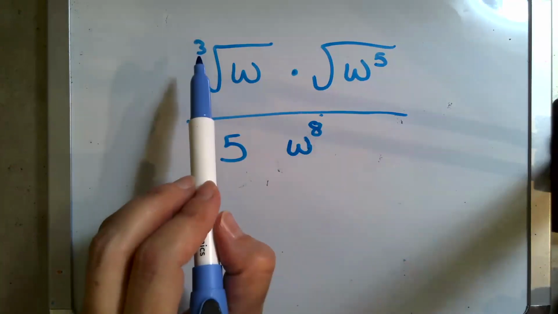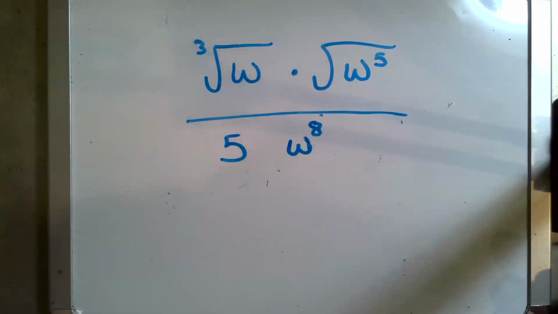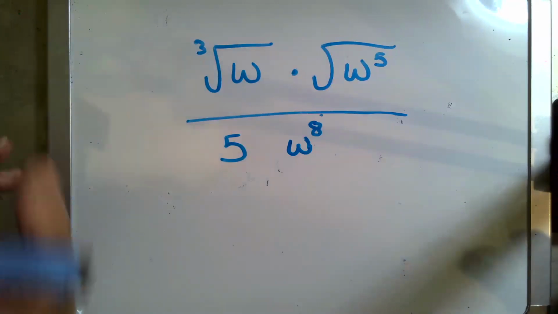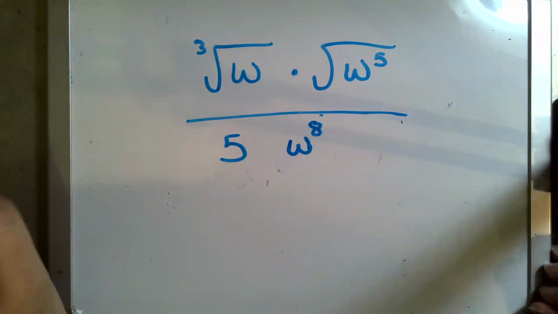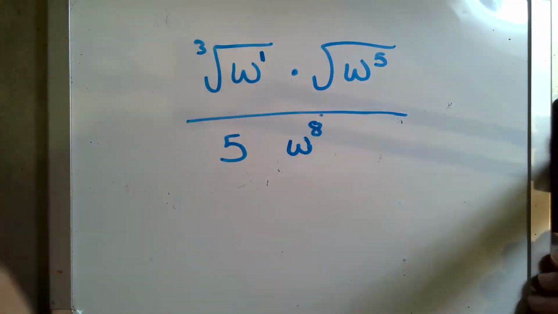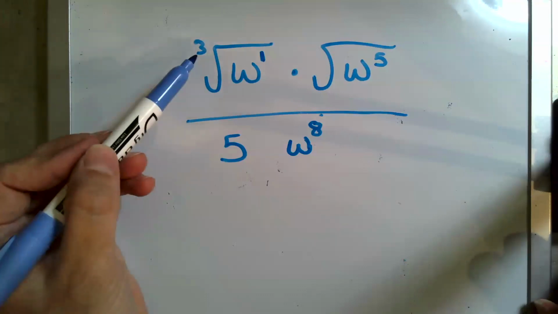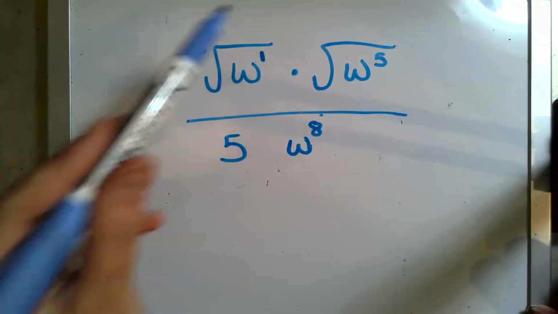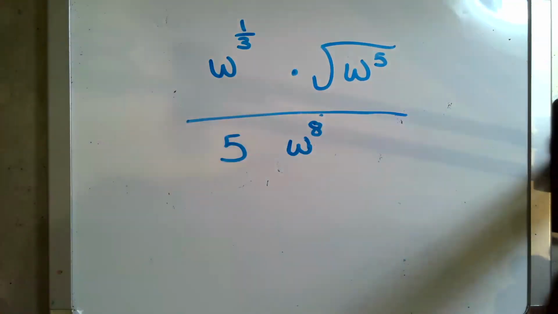Now, this is a third root. This is a square root. I cannot do anything to combine them like that. I am going to make those exponents rational exponents, fractional exponents. So remember, my w has an implied 1. And so if this is my denominator and this is my numerator, then the fractional version of this would be w to the 1/3.